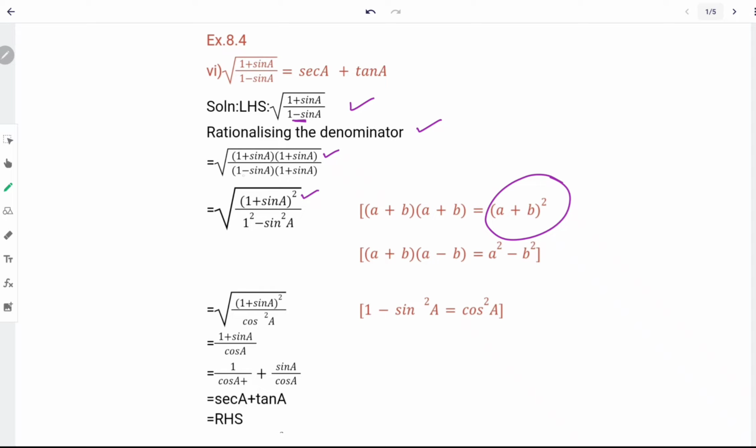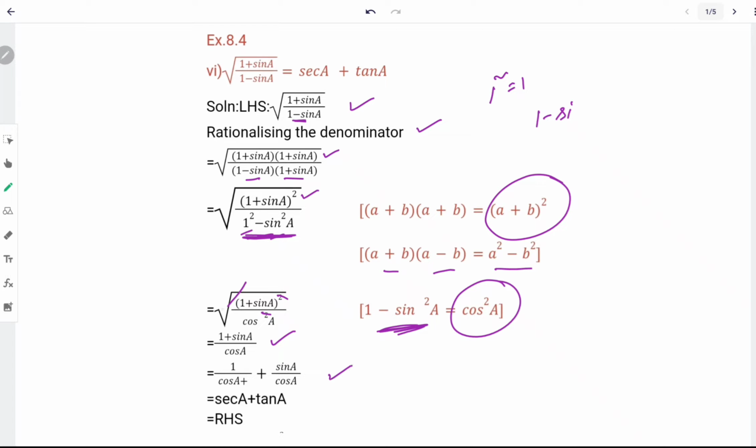If you look at the denominator, a plus b, a minus b, how can we write it? a square minus b square. And now we already know, before that, 1 square is simply 1, right? Which means what are we having here? We're having 1 minus sine square a, which gives us cos square a. Once we're done with that, we can simply cancel the square and the root here, and we'll be left with 1 plus sine a by cos a.